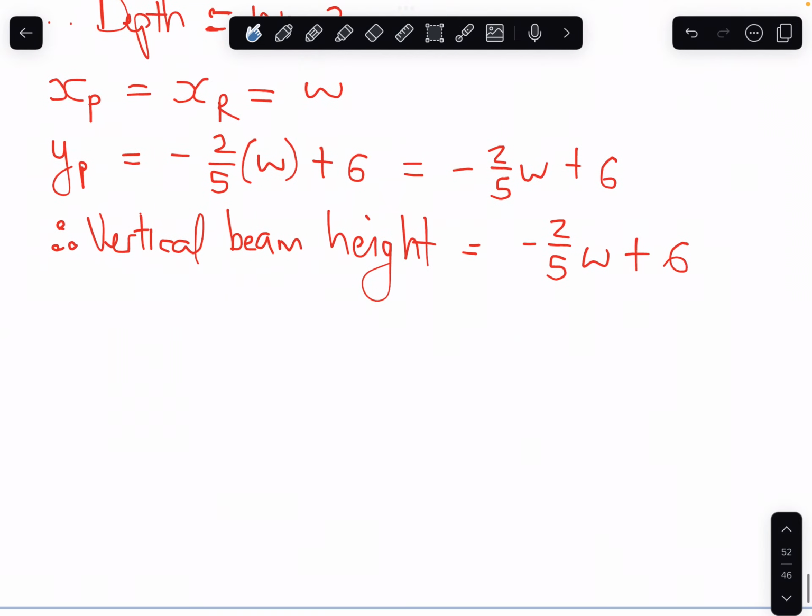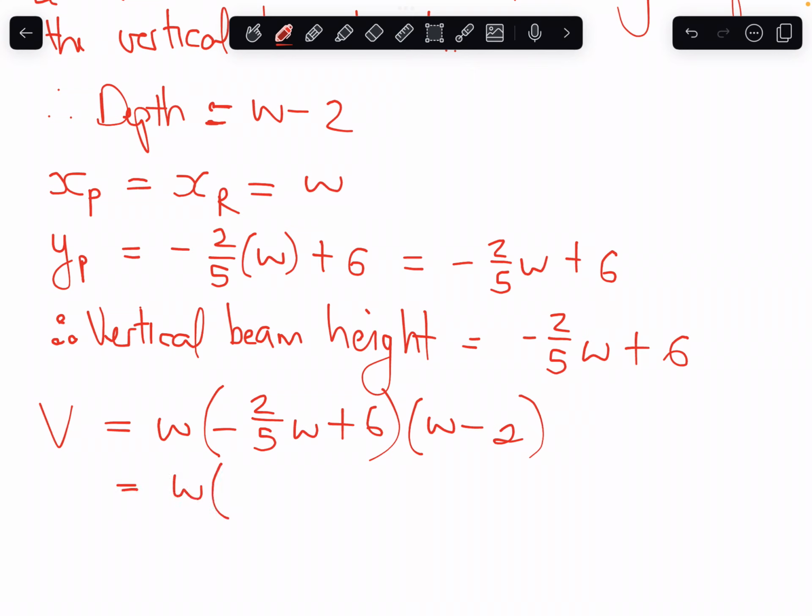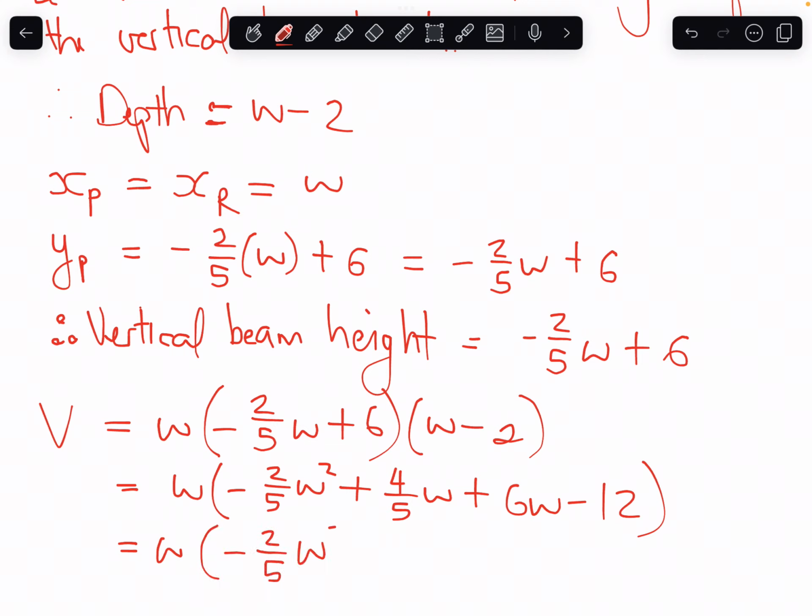So the volume of the rectangular storage facility will be the width times the height times the depth, which is 2 less than whatever W is. Let's just times that out quickly. So here we have negative 2/5 W squared plus 4/5 W plus 6W minus 12, which is W times negative 2/5 W squared plus 34 over 5 W minus 12.